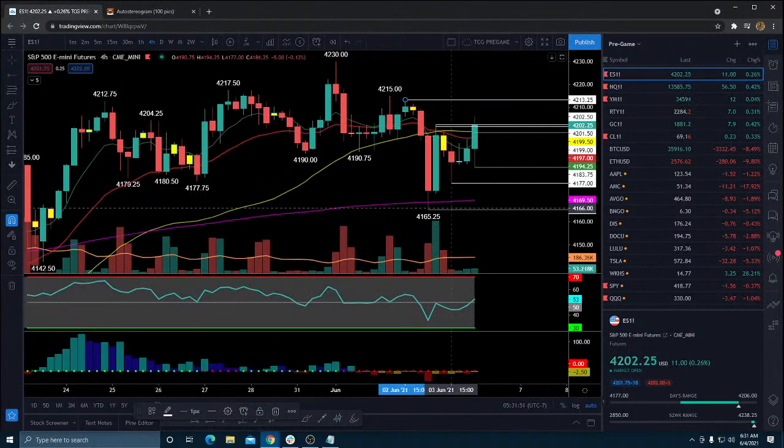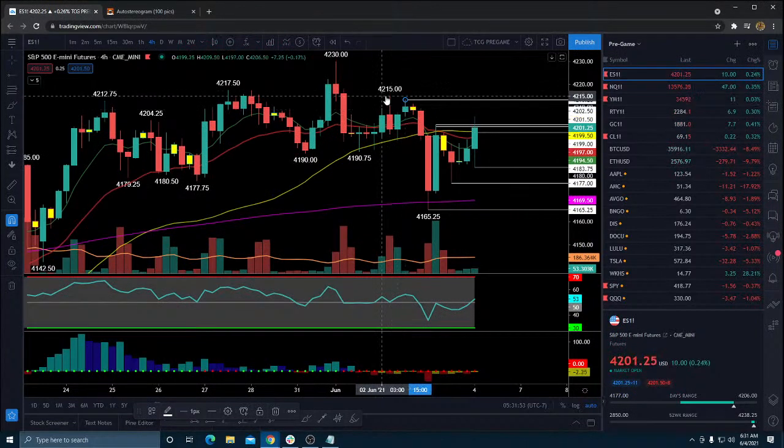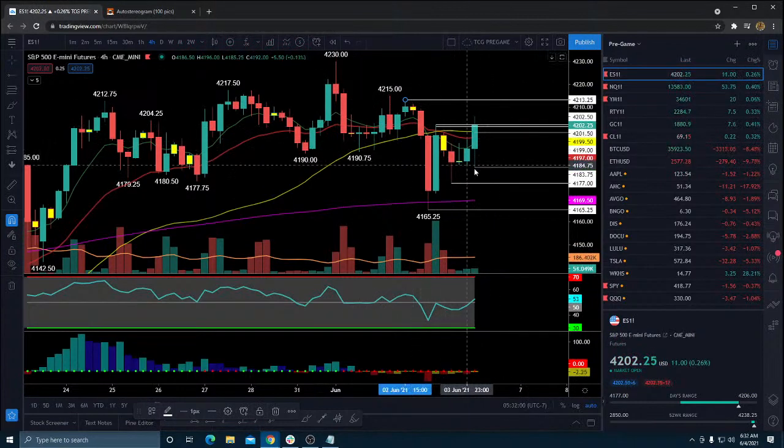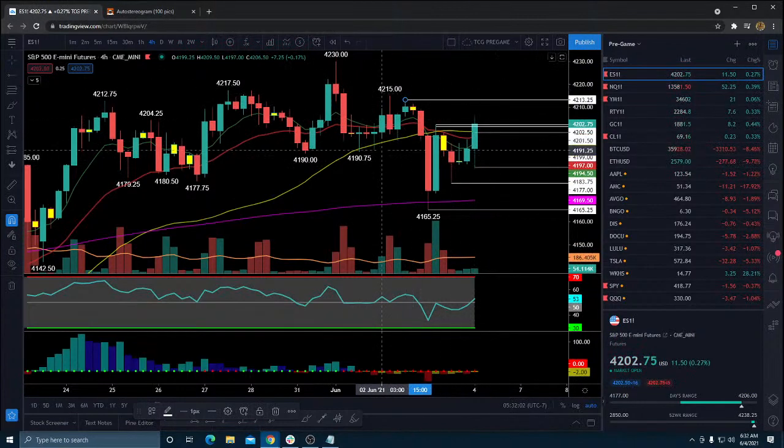Look at the 4-hour. On the 4-hour, we really need to get through 42.15. When we have all these levels kind of bunched up, I'm going to go for the higher level that we need to break in order for clarity. So if we could get over 42.15, that would be great.